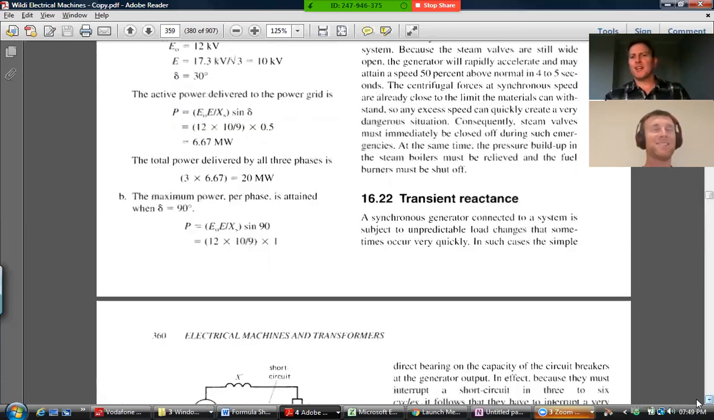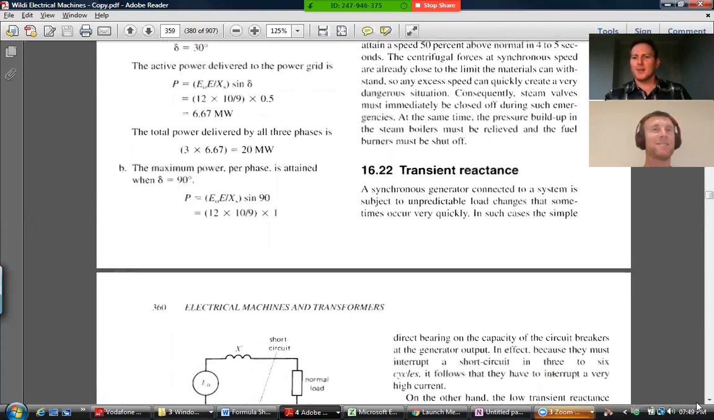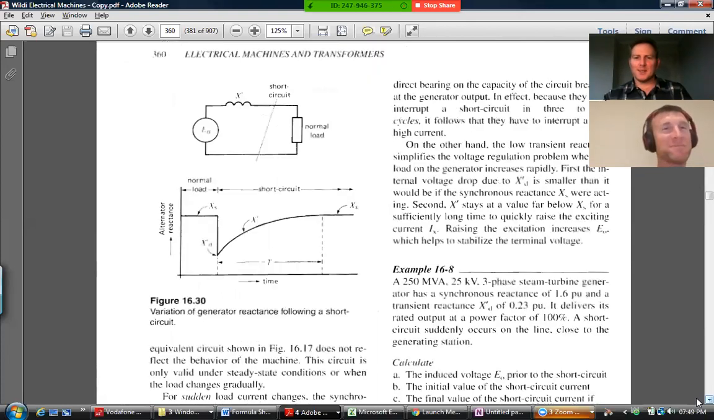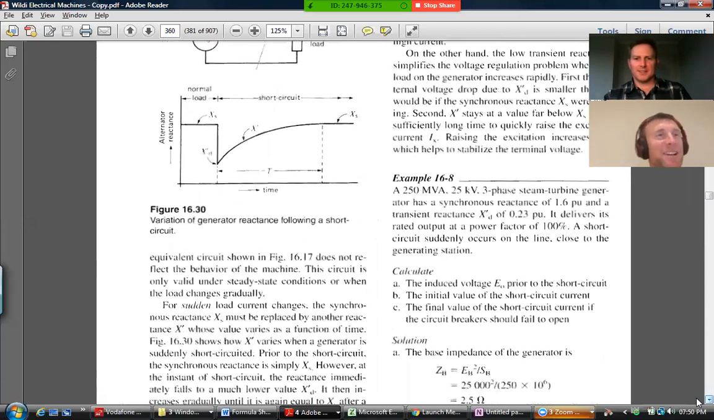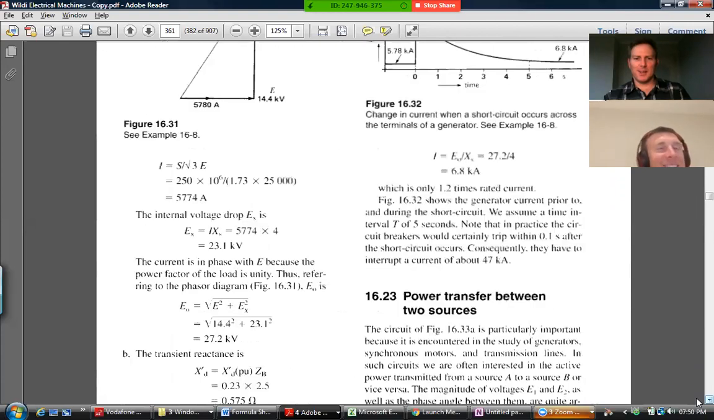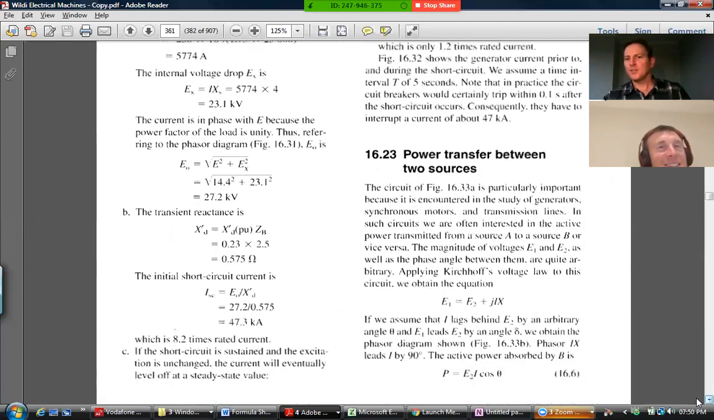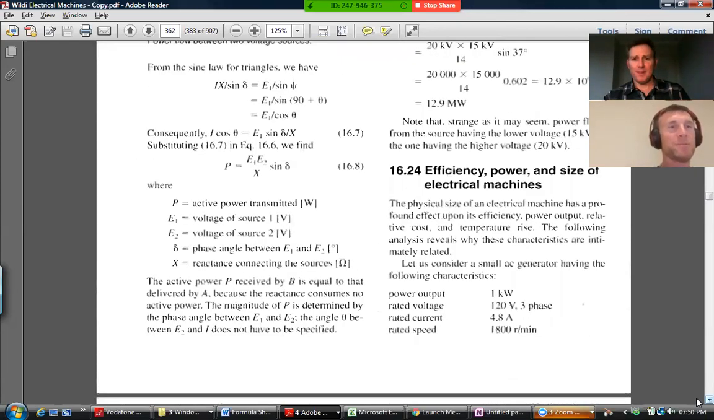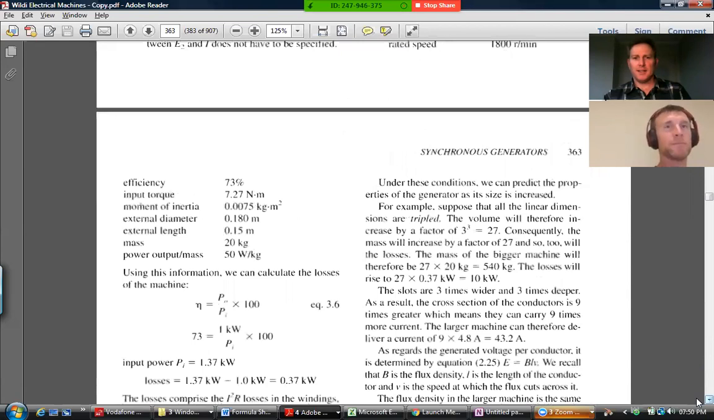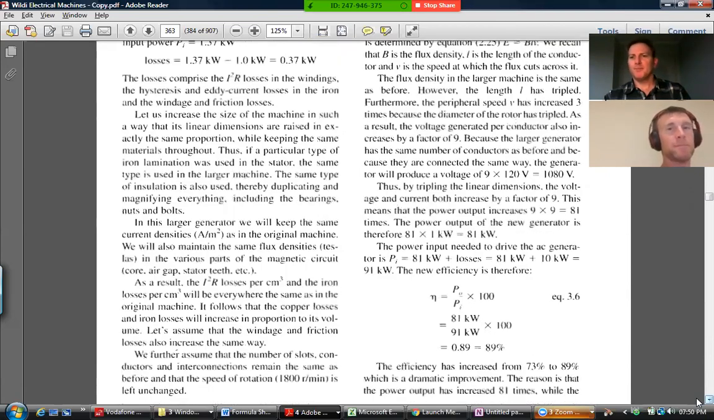Anyway, okay, transient reactance, you can cross that off. That's a bit more advanced than we need. So 16.22. That sounds like level 7 stuff. It does. Sounds like stuff that Bojanga should be tackling in electrical machine dynamics. You've got it. Okay, so we forget about that. Power transfer between two sources sounds like too much pain and suffering. Forget about that. Cool. Efficiency, power, and size of electrical machines, purely for your own interest, if you want to give that a read. Basically, bottom line, big machines, more efficient.